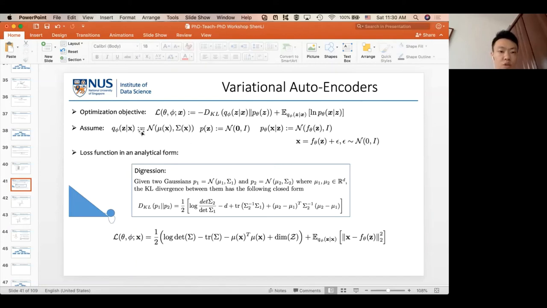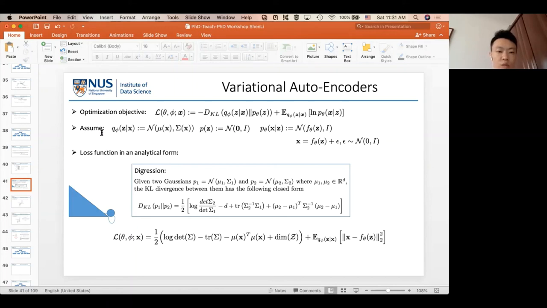And we further assume that Q is some Gaussian distribution where the mean is given by a function of X, and sigma is also a function of X. The prior we have is completely known. And this conditional likelihood is also given by a function, the mean is some function of Z. You can assume the variance is also a function of X, but in most cases people would use just the identity matrix. This means that X is some nonlinear function of Z plus some epsilon, Gaussian noise. These are equivalent to one another.